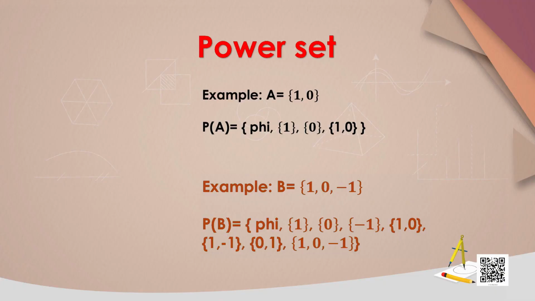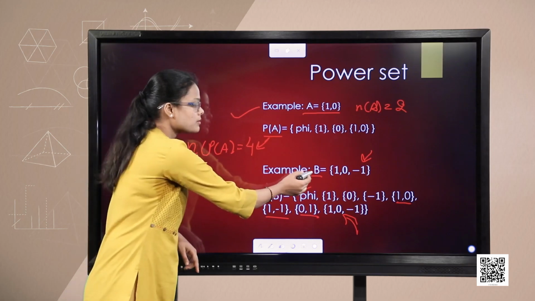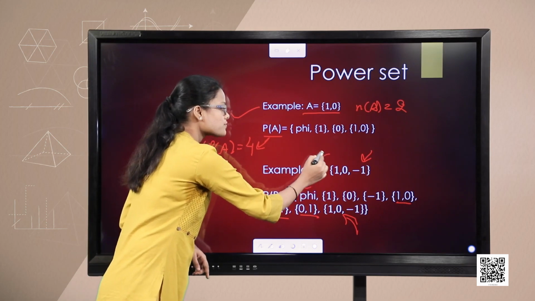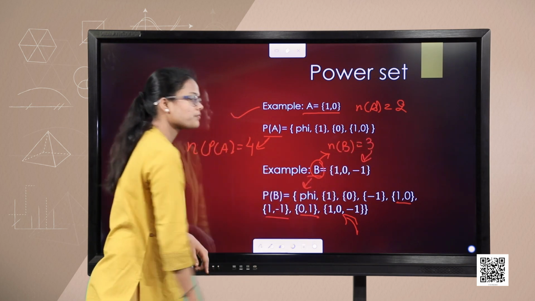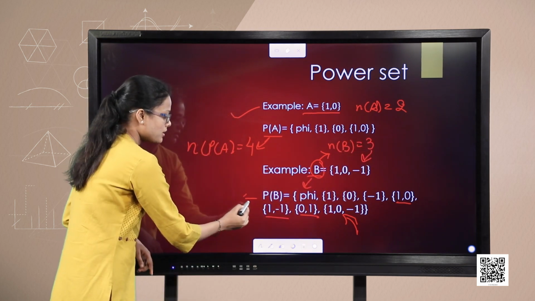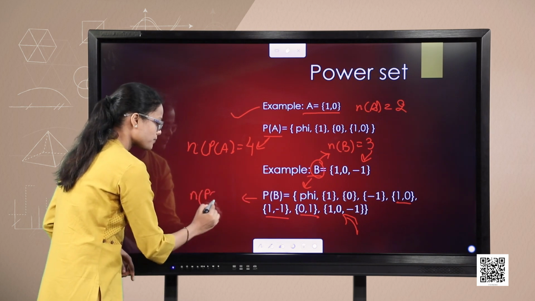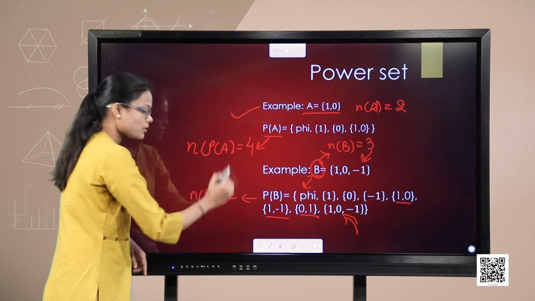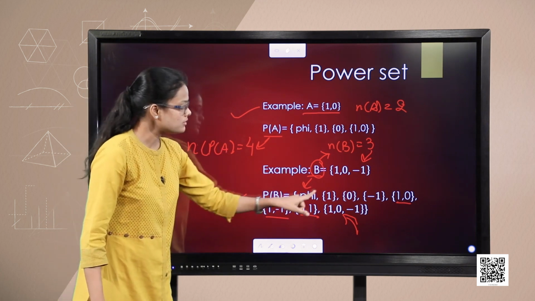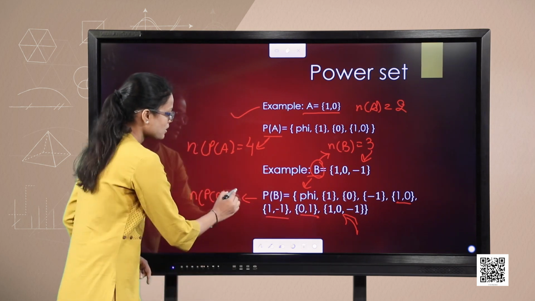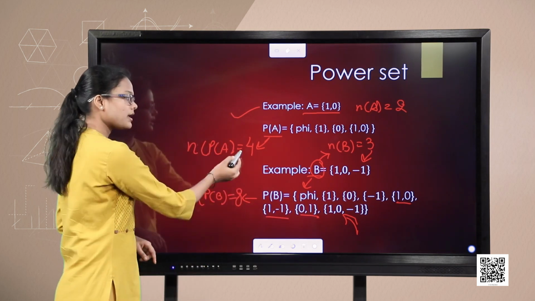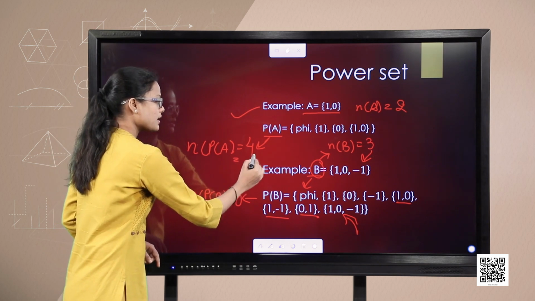Again, observe the number of elements in the set B and in its power set. Number of elements in the set B, how many are there? 3. Number of elements in its power set, count them. How many are they? 1, 2, 3, 4, 5, 6, 7 and 8. 8. Can I write it like this?